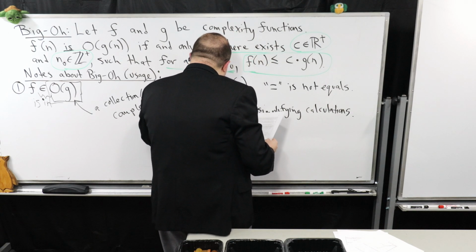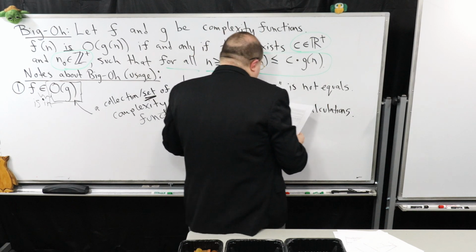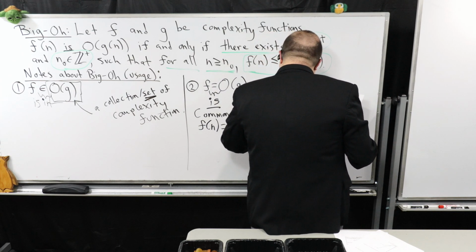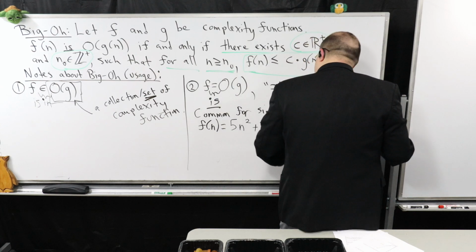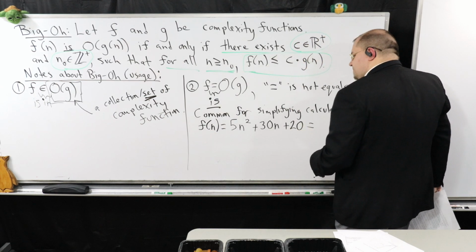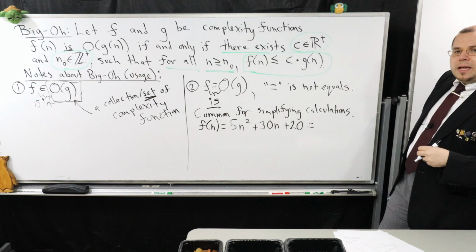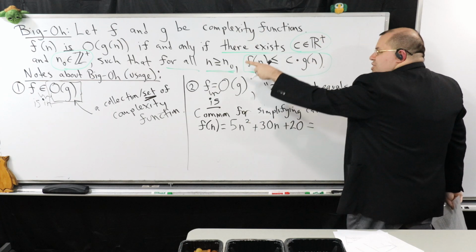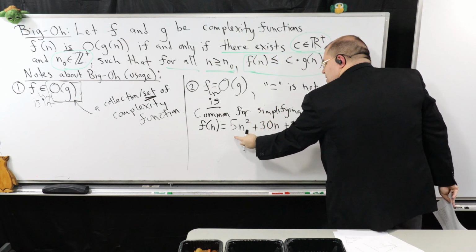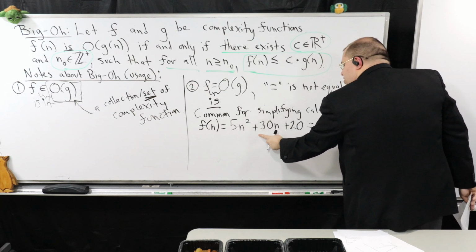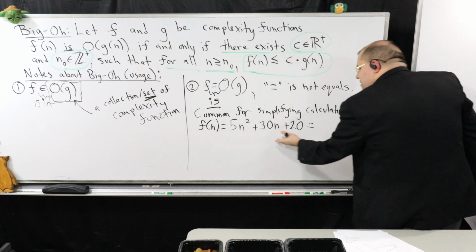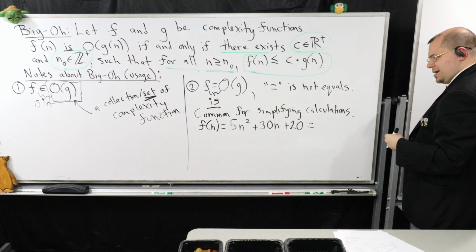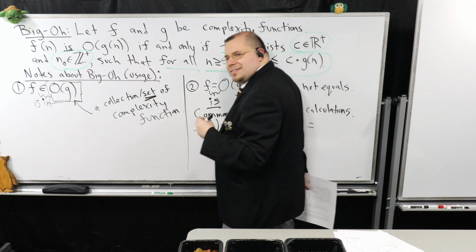Suppose I have three complexity functions. Suppose I have f, where f is 5n squared plus 30n plus 20. Now I have a question for you. If I wanted to know the big O notation, what the g would be in my definition up here, what would be the smallest function you can give me for this function f? Could somebody tell me what the big O is for this one? Any ideas?